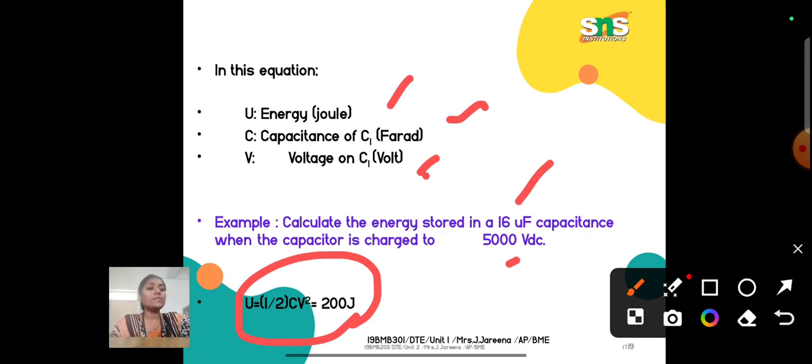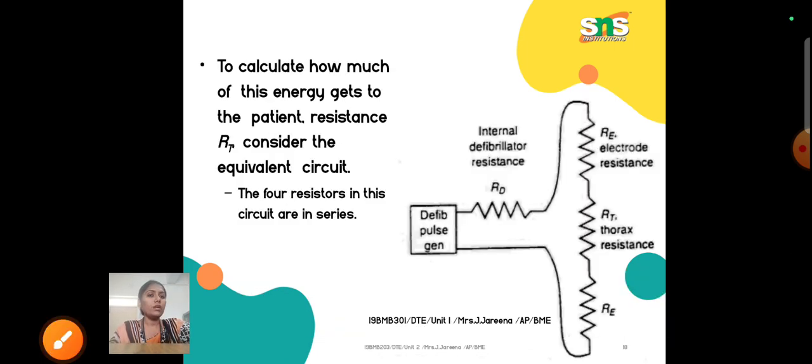Okay, so the next problem will be how to calculate the actual energy getting to the patient. The reason is that whatever value we are fixing, either 200 joules or 300 joules, 100 percent of that value will not be delivered to the patient. The reason is that when it is traveling along this path, there will be some energy drop at each and every part.